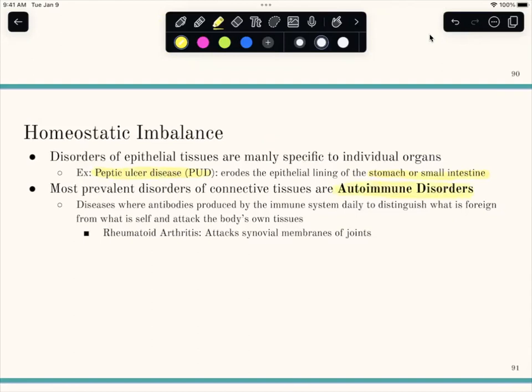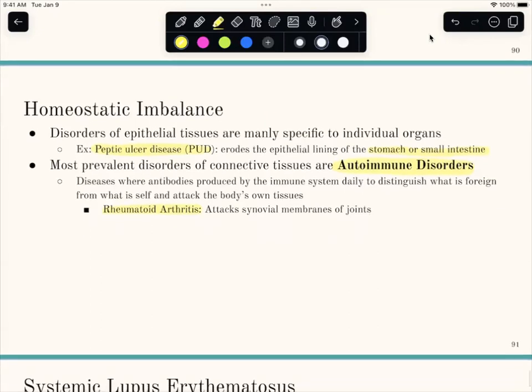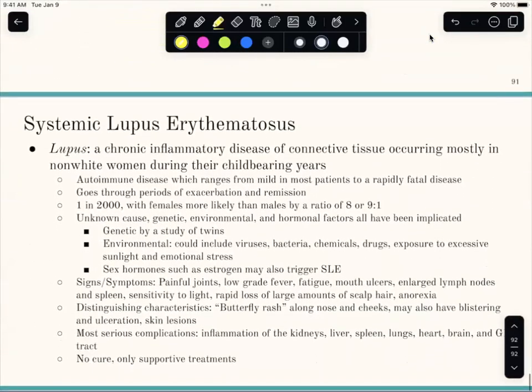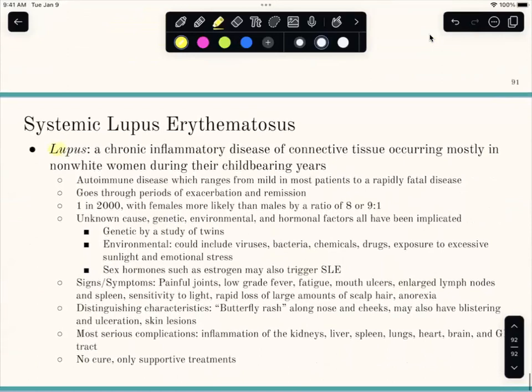You have autoimmune disorders. Autoimmune is when your own immune system is attacking itself. Rheumatoid arthritis is the best example because rheumatoid arthritis attacks those synovial membranes, those that we had mentioned that wrap around every joint that moves. The fingers are usually the first ones to be affected by this, but your immune system is attacking those joints so they don't work very well. Another one, lupus.